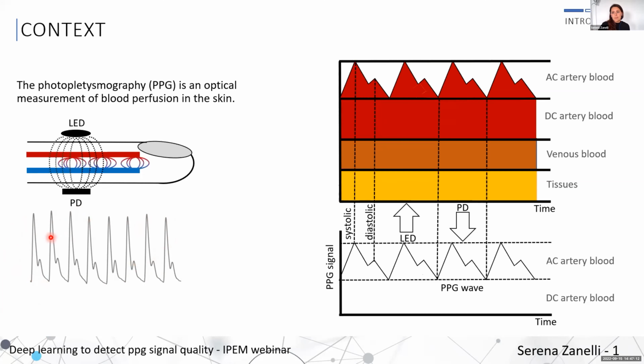PPG can be decomposed into two main frequency components. We have higher frequency, in which information about heart contraction is contained, and we can see the systolic point, the dicrotic notch, or heart rate. While in the low frequency, we have, for example, the respiratory rate.